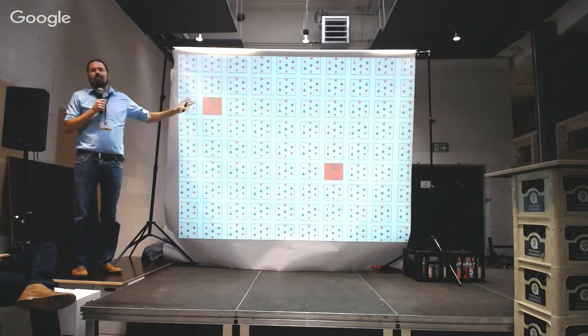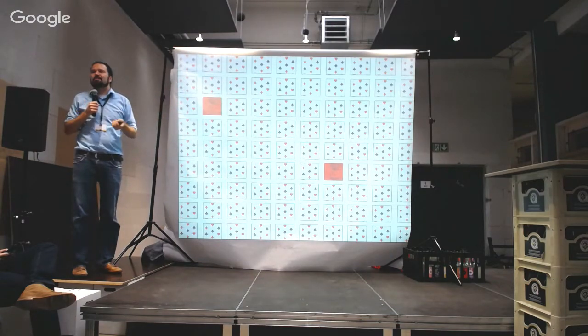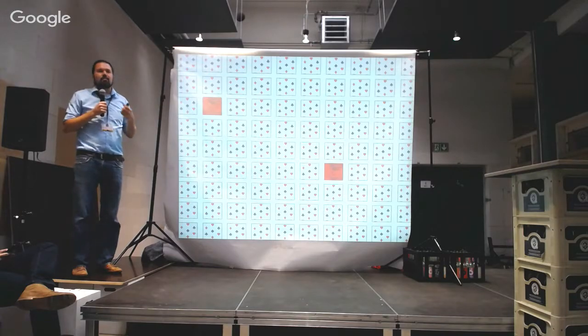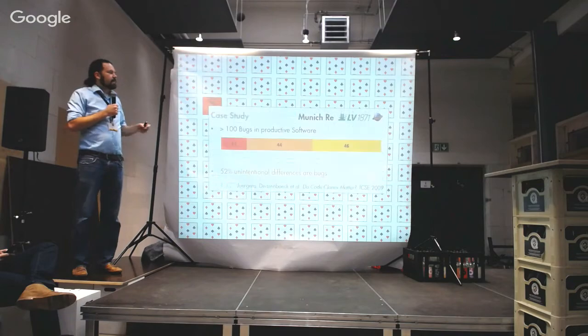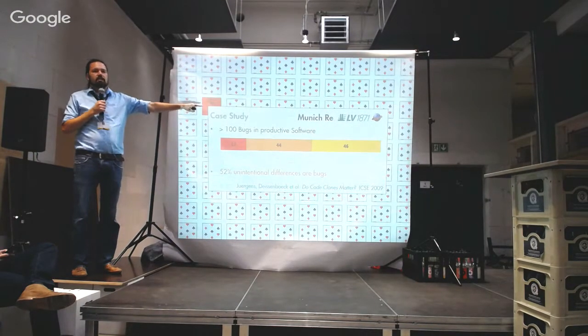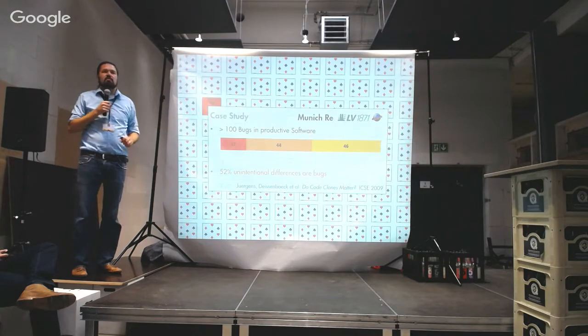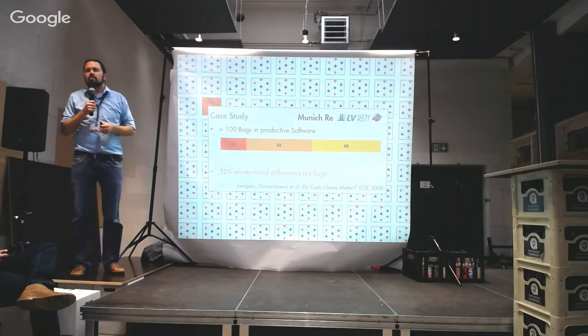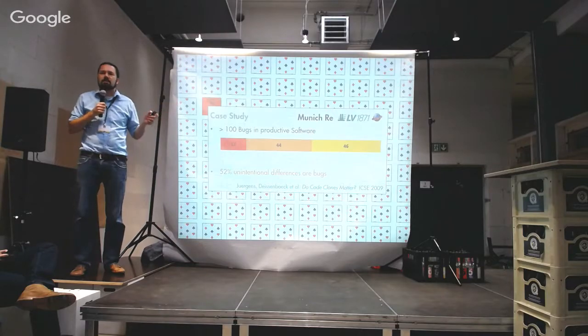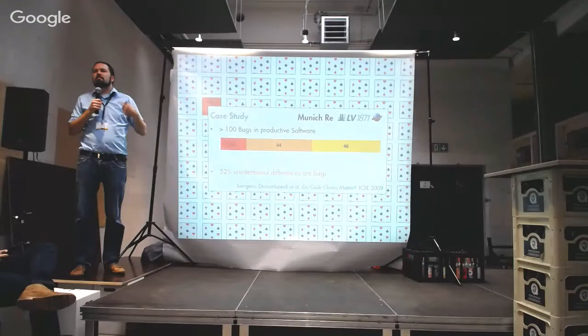So all of what I've told before up to now is anecdotes, but anecdotes is not data. So in my PhD, I wanted to know how grave is that problem in practice. And for that, I did a study with Munich Re, where we analyzed 3 C# systems, with LV 1871, where we analyzed a system written in COBOL, which was 17 years old at the time of the study, and an open source Java system to allow other researchers to replicate the study.